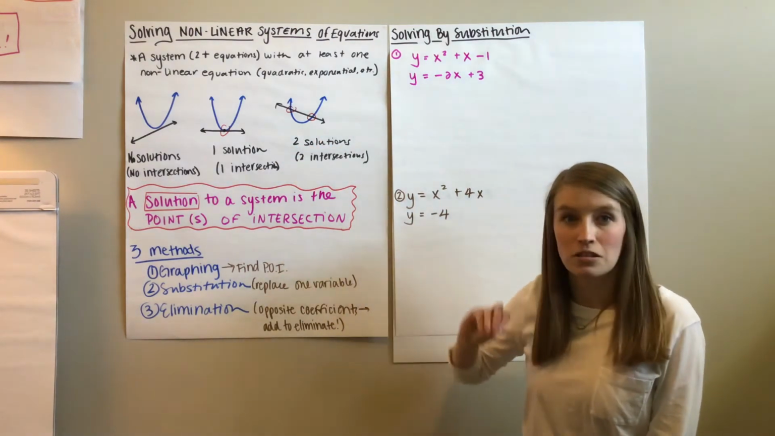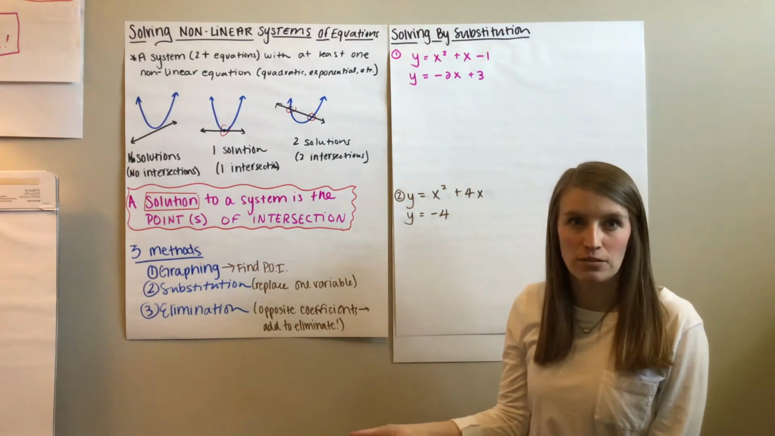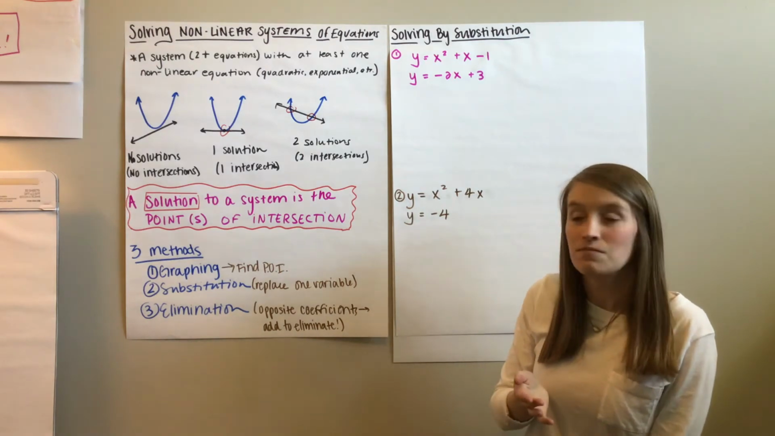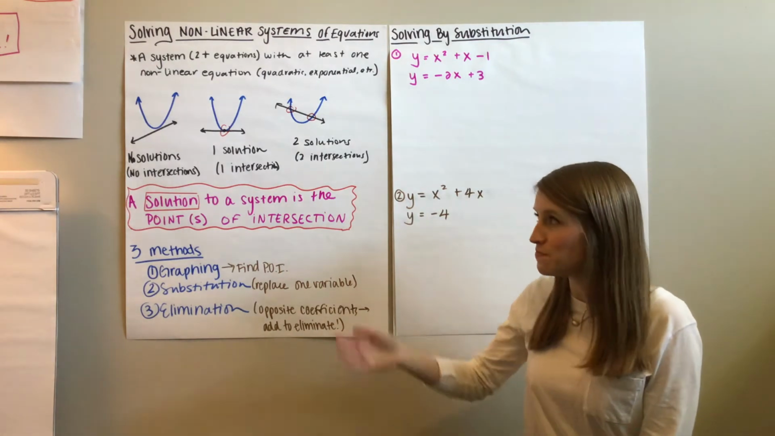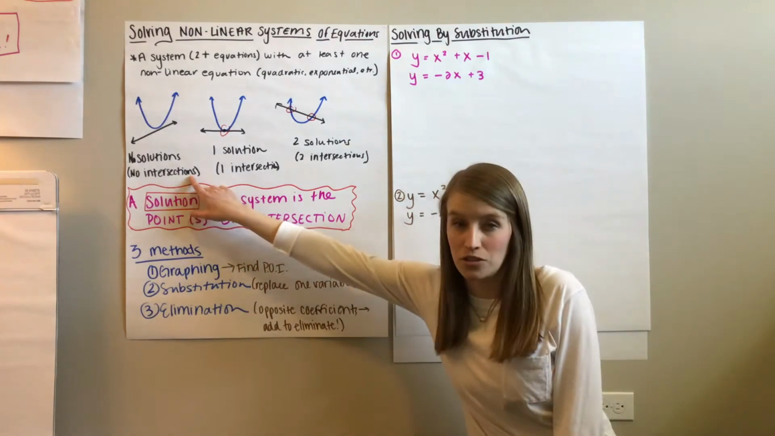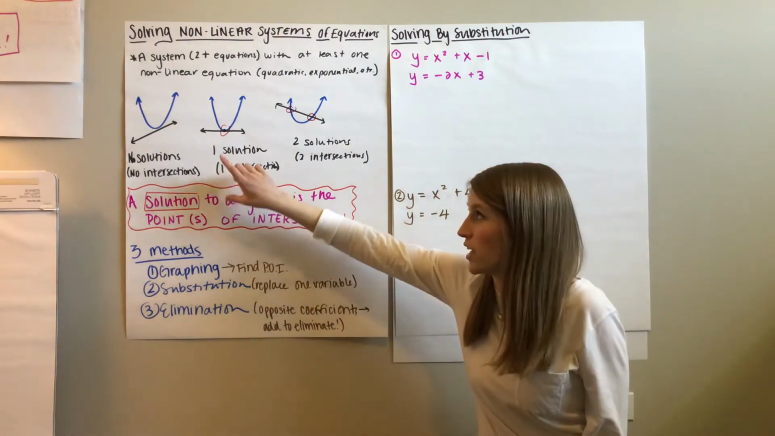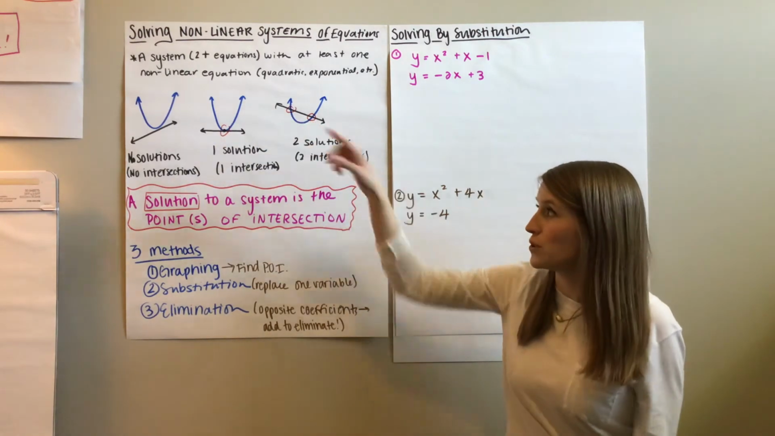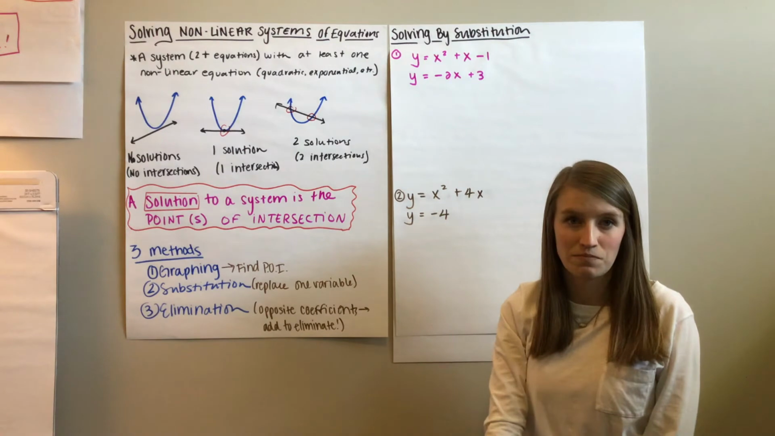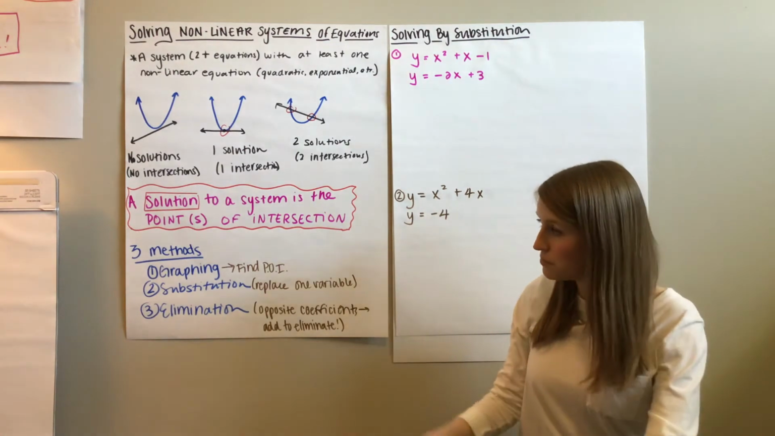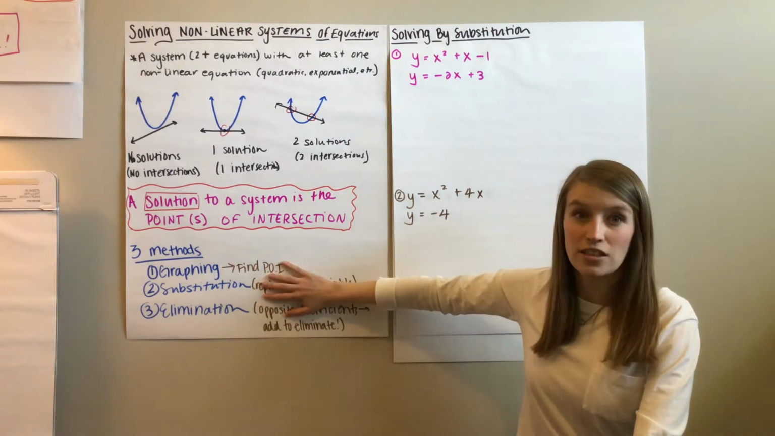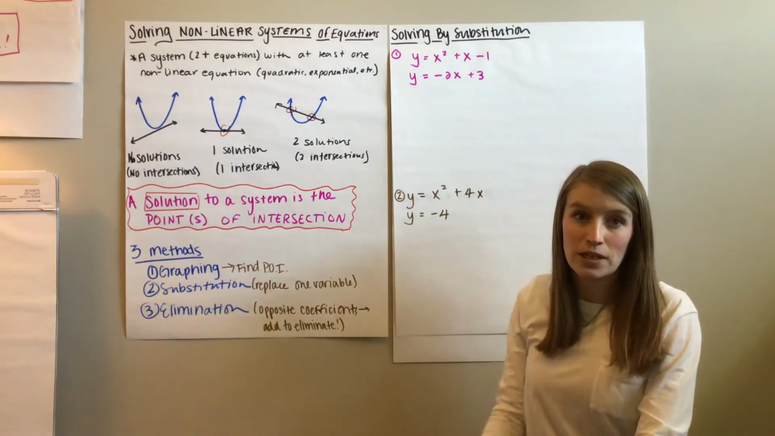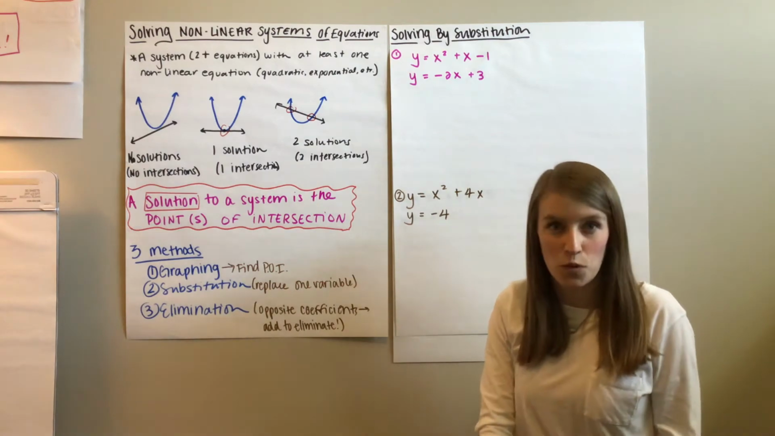Now, remember that a solution to a system is the point of intersection, or points of intersection. When we've got a quadratic and a line, or an exponential and a line, we have the potential to have no solutions because there could be no points of intersection, one solution because there could be one point of intersection, or two solutions because there could be 2 points of intersection. Just like with linear equations, for nonlinear equations, we can solve them by graphing, by using substitution, or by doing elimination. Same processes we've done before.